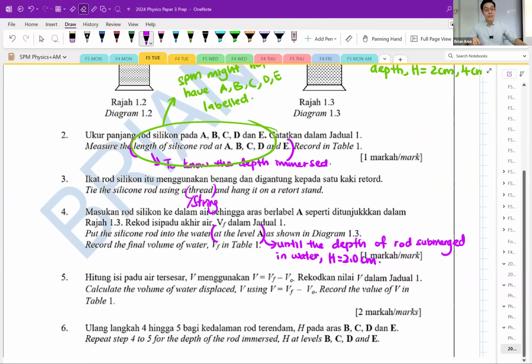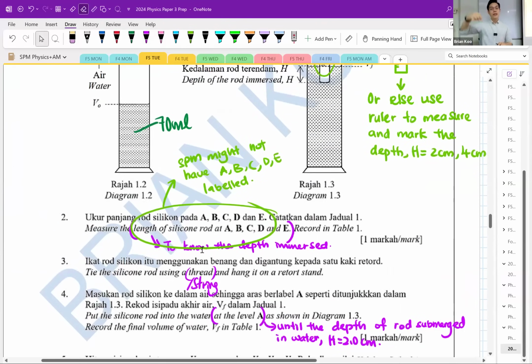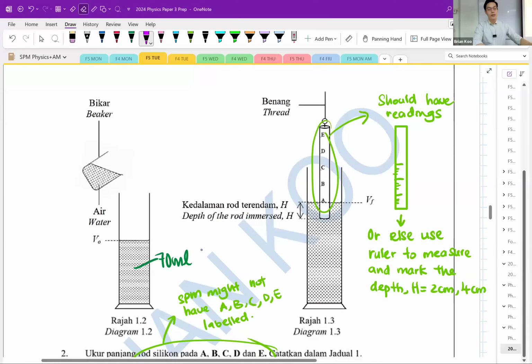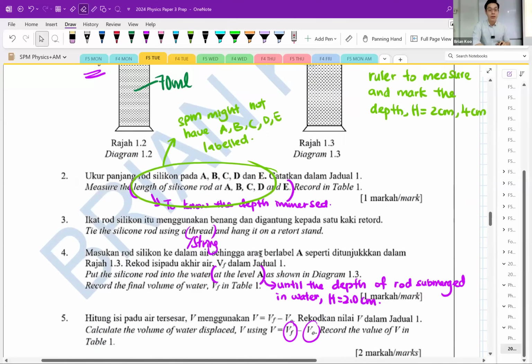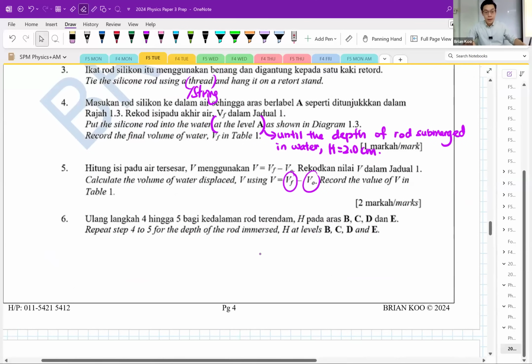calculate the volume displaced by taking final volume minus initial volume. So after you submerge the silicon rod, the volume will increase. Final volume, initial volume, you minus. That is the volume displaced. Then you repeat the steps again. Okay, so your repeating step could sound like this also. Repeat steps.